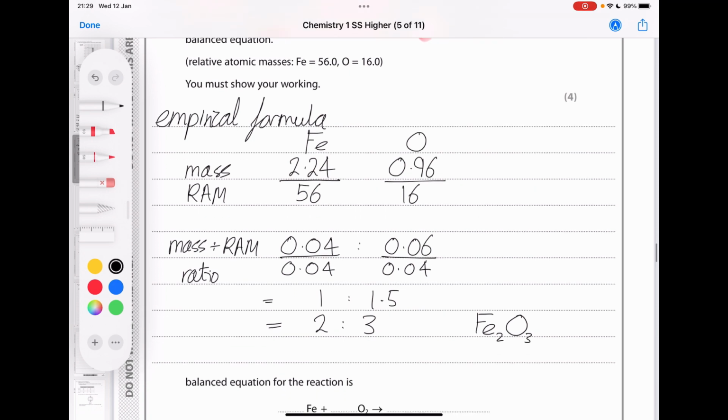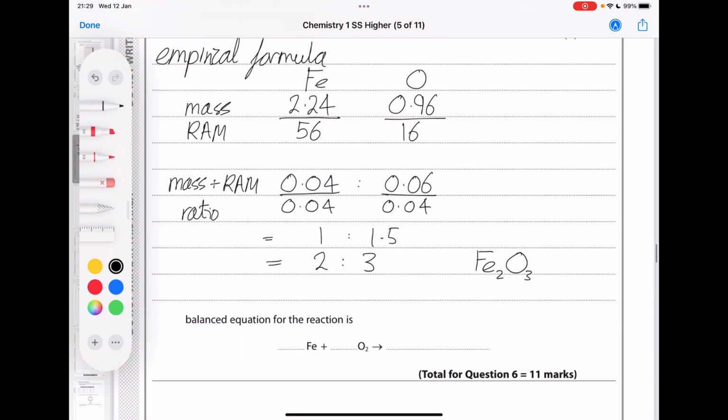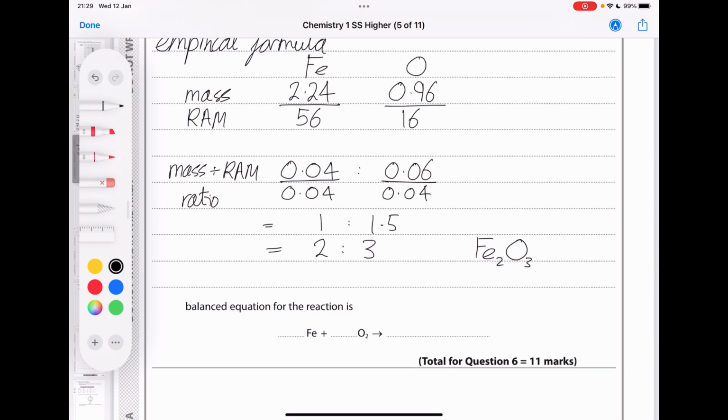My first mark was for doing my division, the second mark was for my ratio, the third mark is for that formula. For the last part, balancing this, I should have written in the formula I have just found, and then I should balance this.